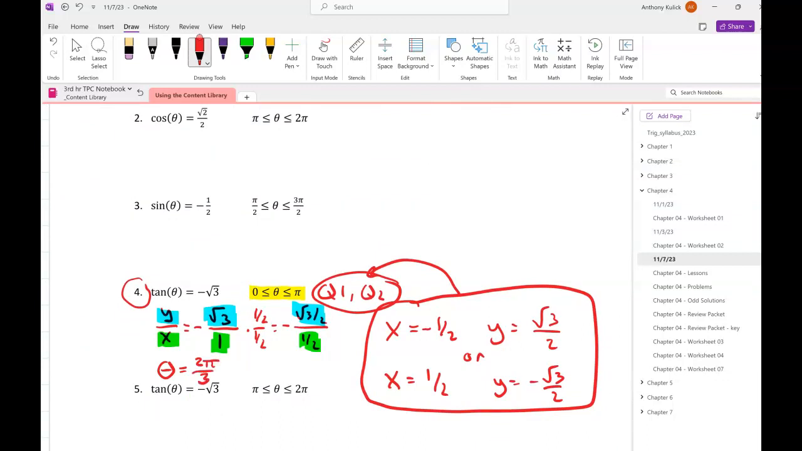The last thing I need to do now before I say that I'm finished is just to check to make sure that 2 pi over 3 is between 0 and pi. So I'm just going to look at the coefficients. So is 2/3 in between 0 and 1? Yes. So I'm good.